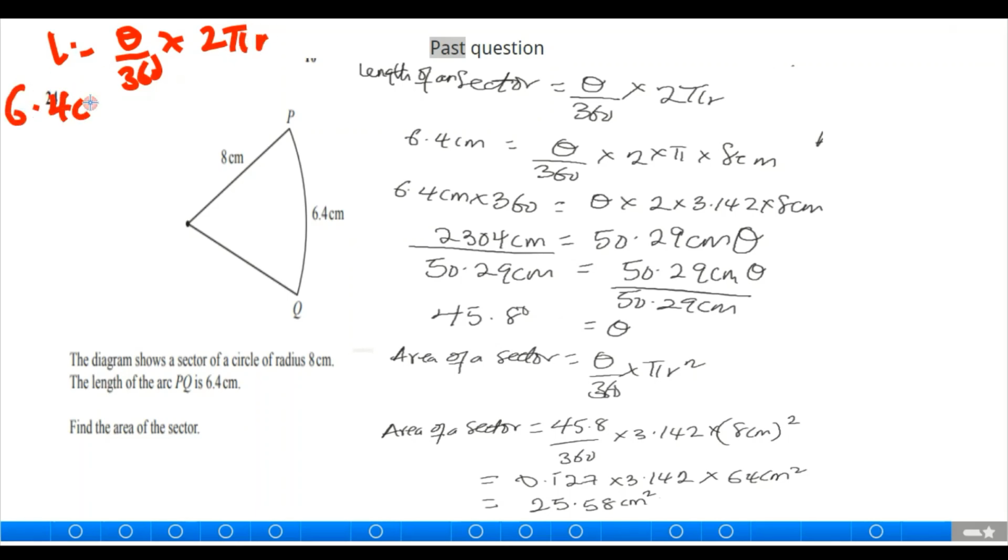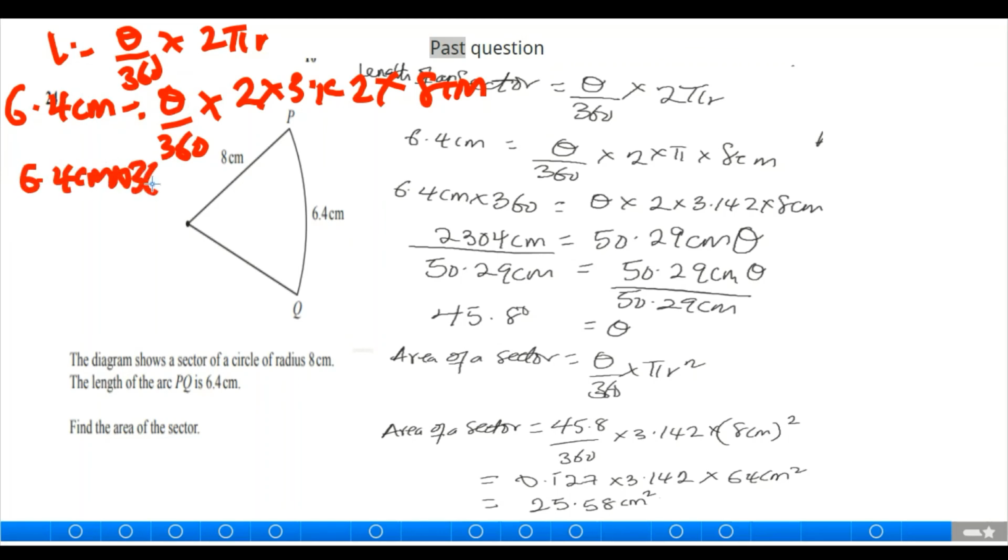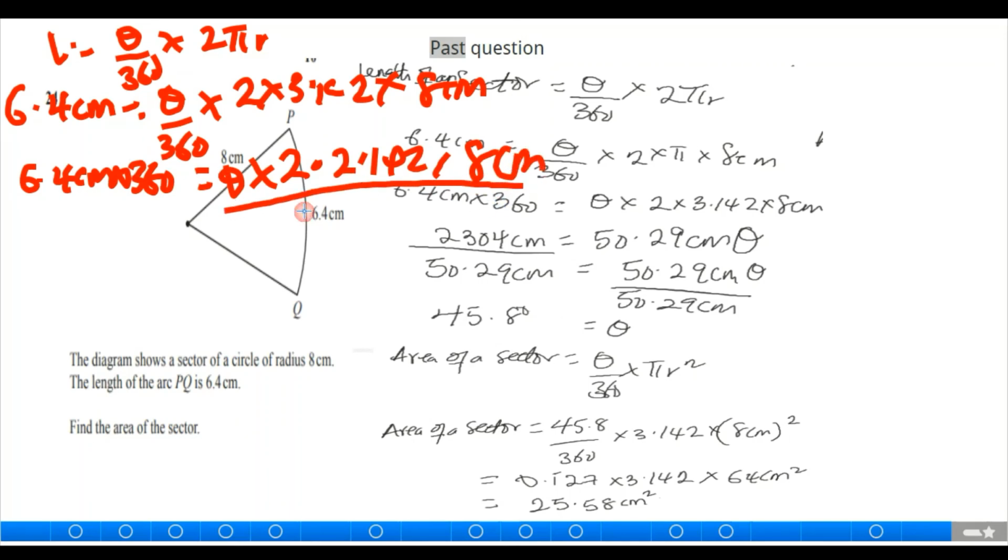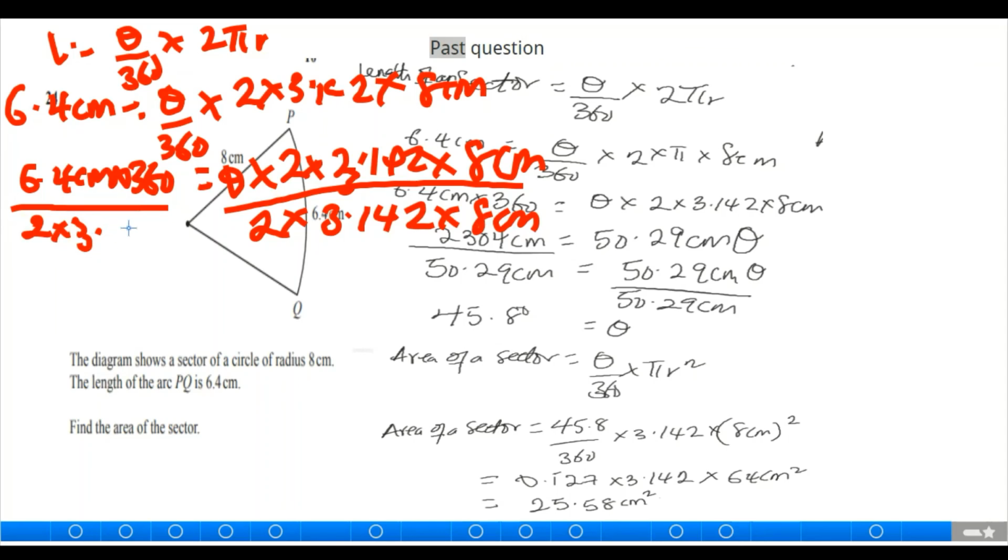Here we are told that the length is 6.4 centimeters. We don't know theta, so we have 6.4 centimeters multiplied by 360 equals theta multiplied by 2 times 3.142 times 8 centimeters. If we want to get theta alone, we divide both sides by 2 times 3.142 times 8 centimeters. So the 2 times 3.142 times 8 cancels on this side, and we have theta left.